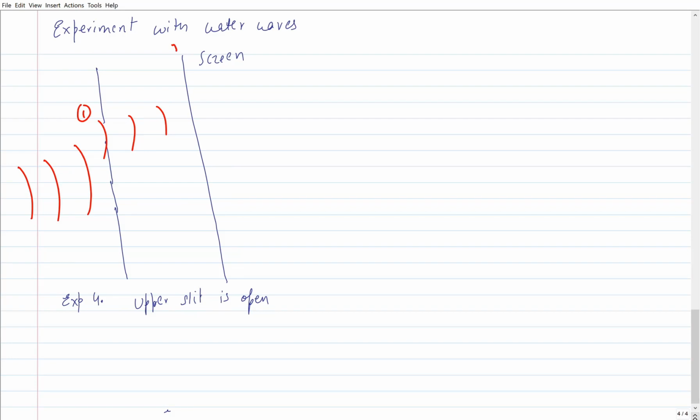let's say I'm measuring how much water or the intensity of the waves hitting this screen. And how would I measure that? Let's say I have a tiny piece of cork or a wooden plank or something like that over here, and as the water waves hit the surface, this cork goes up and down. And I measure the height of the cork, h, and I know that the intensity of the wave is proportional to the amplitude square or the height squared.